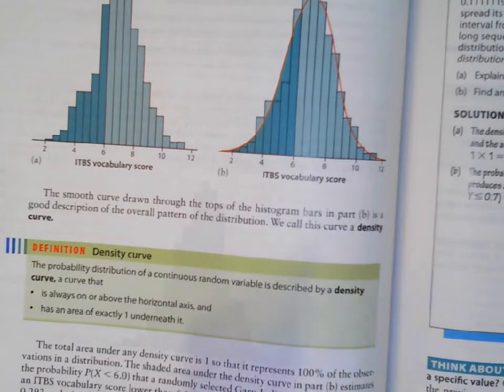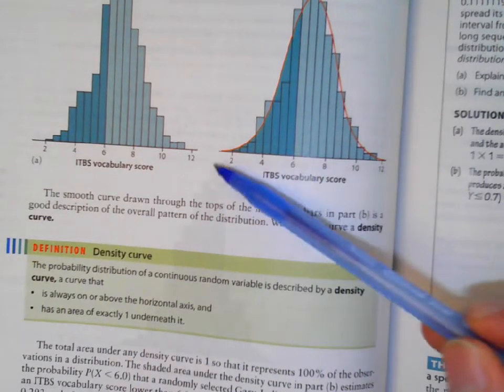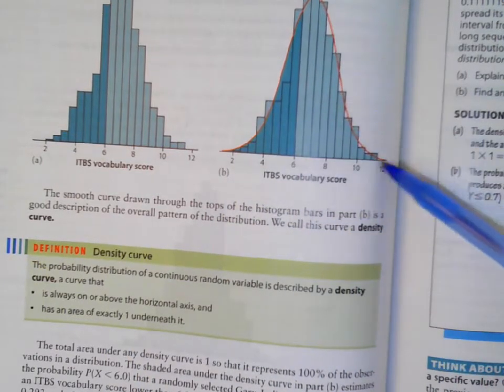So the definition of a density curve: it's always on or above the horizontal axis. Okay, so we have our line here, sort of like on a number line. And the area underneath it, okay, we have 100% of our data. Probability of 1 underneath it. Okay, the normal curve is what we're going to use mostly. That's the density curve we're going to use pretty much all the time.